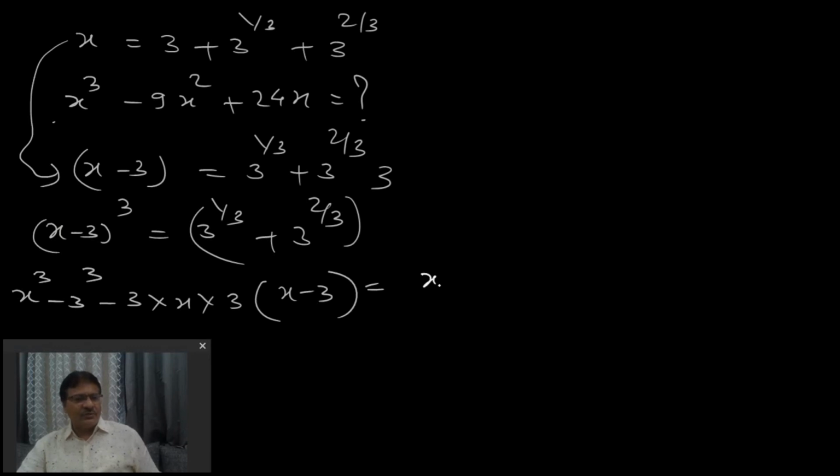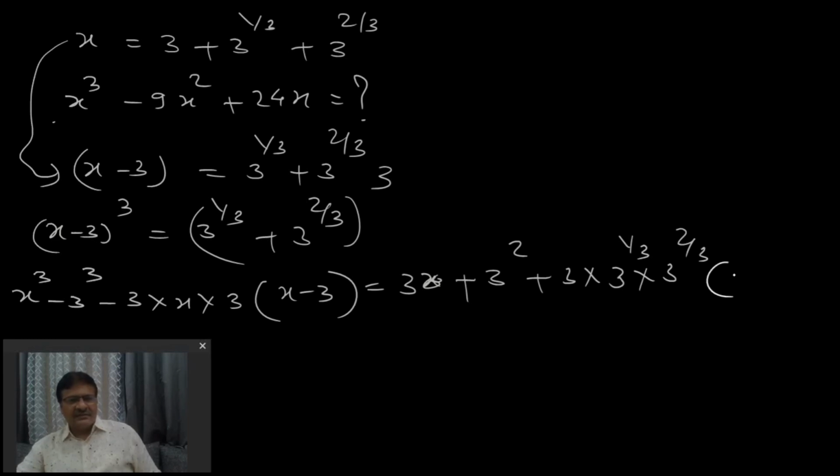Can I say a cube, can I write directly 3 plus b cube, 3 square plus 3ab, 3 into 3 power 1 by 3 into 3 power 2 by 3 multiplied by a plus b, that is 3 power 1 by 3 plus 3 power 2 by 3. I hope that is fine. Okay, now I solve this one.